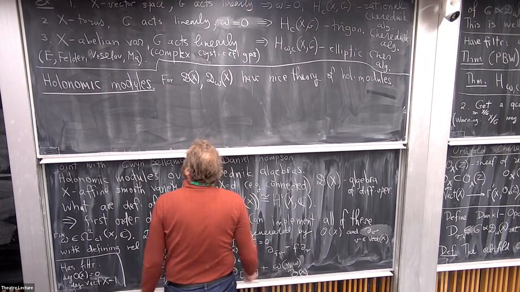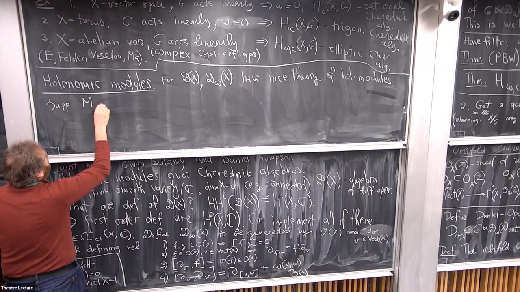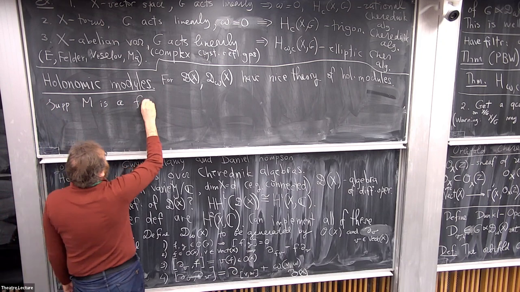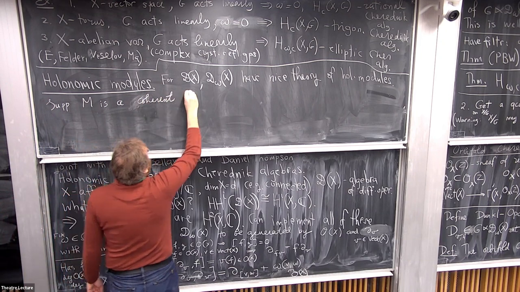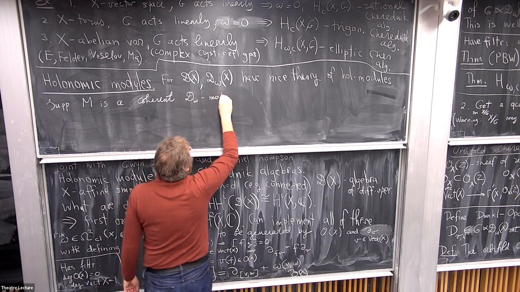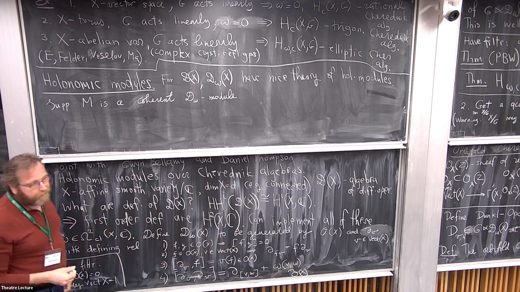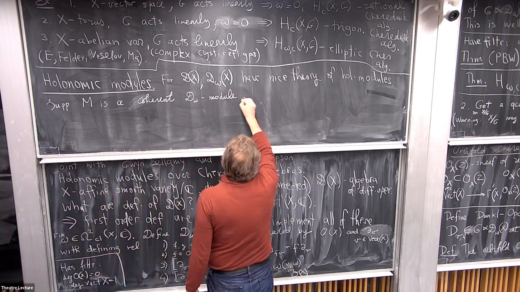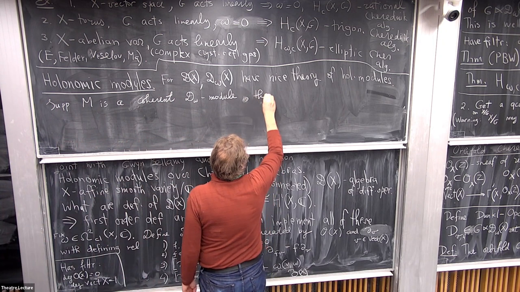So suppose M is a finitely coherent D_omega module. This means locally finitely generated. And so in this case, we can consider a good filtration, then it has a good filtration.